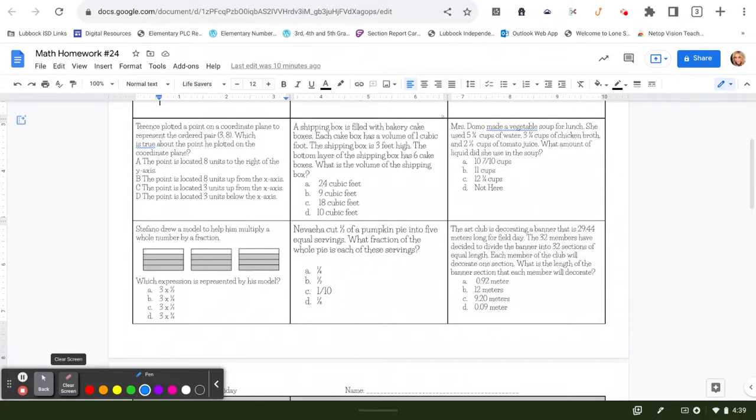Okay, the next one. Nevaeh cut half a pumpkin pie into 5 equal servings. What fraction of the whole pie is each of these servings? So she's got half of a pie and she's going to divide that into 5 pieces. You know how to do the rest of this work. I'll help you label it. Okay, you need to keep it, change it, flip it over. You do the rest. If you are stuck, let me know, but you should know how to do the rest of that problem.